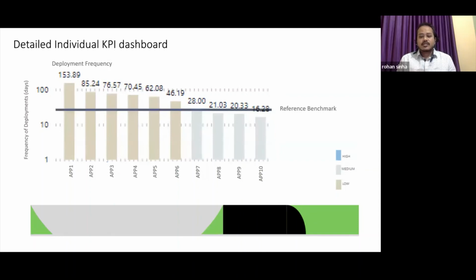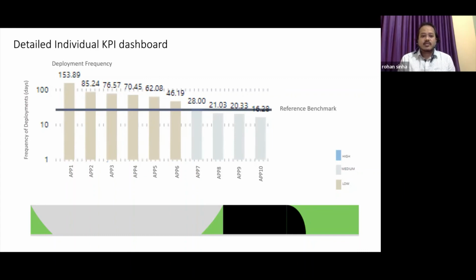Finally, this is another representation where if an end user wants to understand not just by the score, he can individually look into the dashboards for each KPI. For example, deployment frequency can have its own dashboard representing the deployment frequency KPI for each and every app that is onboarded into the framework.